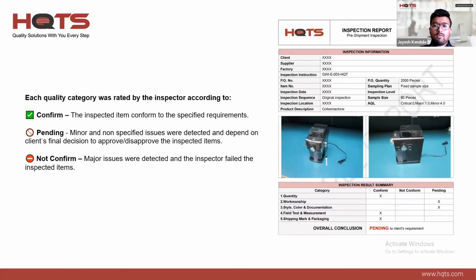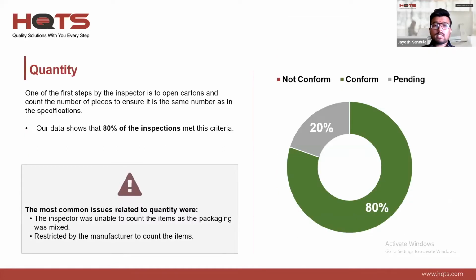This is a template of how our report looks. We categorize our reports based on three parameters: confirmed, pending, and not confirmed. If the inspected item meets the specification requirements provided to us by the manufacturer, then it is fine. If it is pending, minor or non-specified issues were detected, and it depends upon the client's final decision to approve or disapprove the inspected item. We keep it in the pending section until the manufacturer gives the nod to go ahead. Not confirmed means major issues were detected that are not as per the manufacturer's specification.